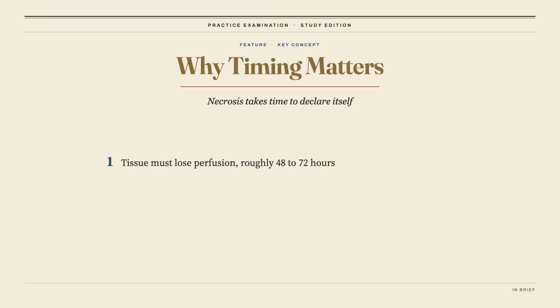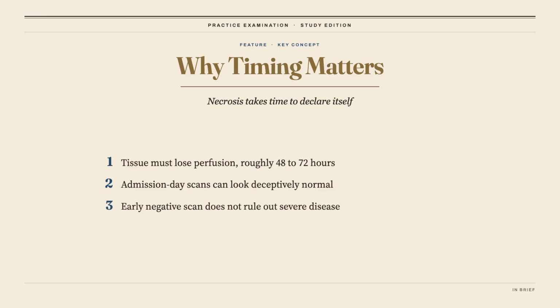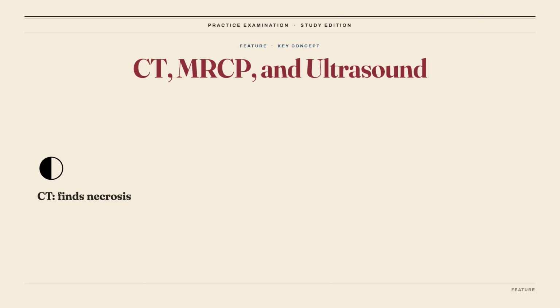Necrosis doesn't appear the instant enzymes activate. Tissue needs roughly 48 to 72 hours to lose perfusion and declare itself. A scan done too early can look deceptively unremarkable, so delaying the study isn't a scheduling compromise. It's what makes a negative result trustworthy. MRCP steps in when iodinated contrast is contraindicated, in renal insufficiency or contrast allergy, imaging the ducts without the nephrotoxic risk, though it's slower and less available.